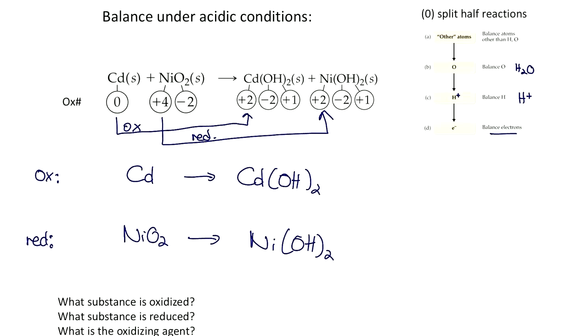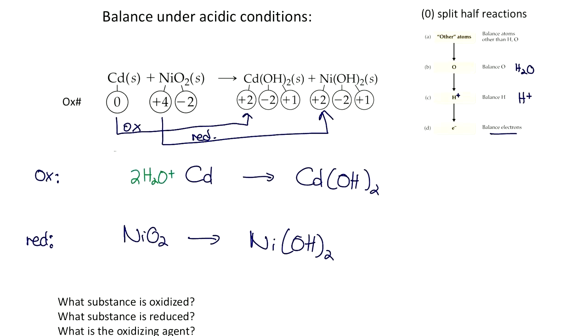Now we balance all the elements other than oxygen and hydrogen. So the cadmiums are balanced. Next, oxygen. Are our oxygens balanced? No. So we're going to add water, 2 of them, on the reactant side. So now there are 2 oxygens on each side. All right? Then you balance hydrogens by adding H+. Notice how hydrogens show up on both sides. So just make sure that both of them match.